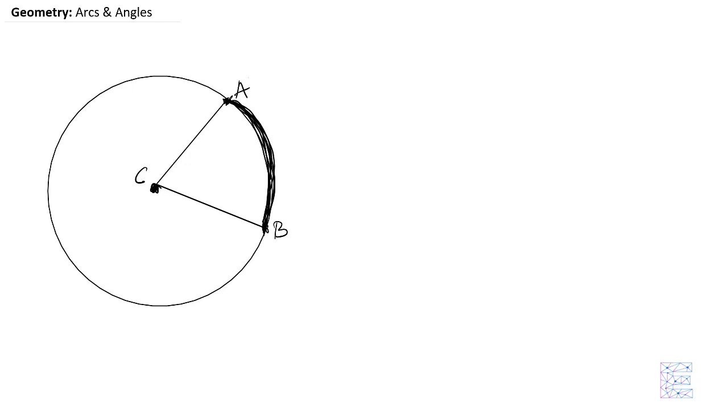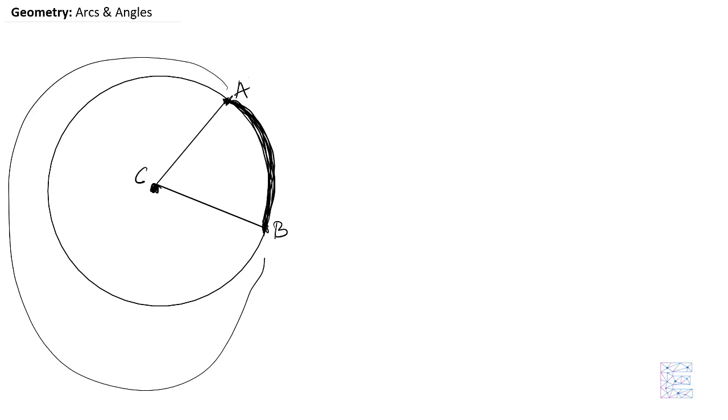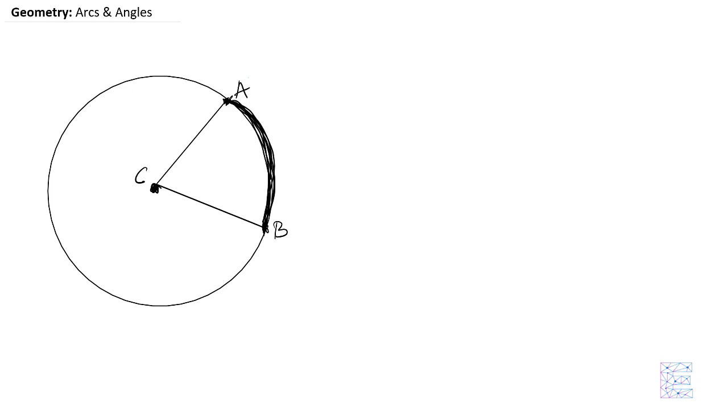Moreover, now that we've drawn that arc, we see that there's another arc that emerged on the other side. The smaller arc, which is AB, can be referred to as the minor arc because it's just the smaller of the two. So arc AB would be the minor arc.